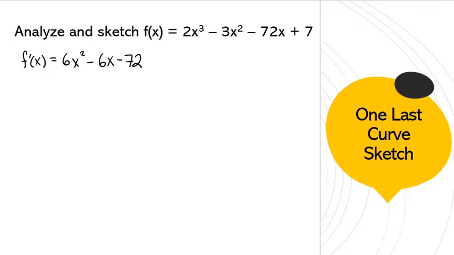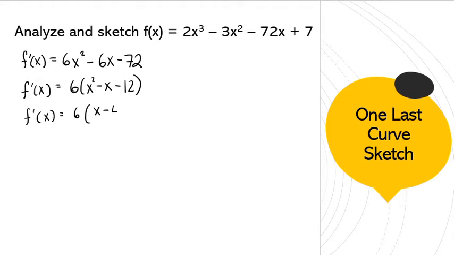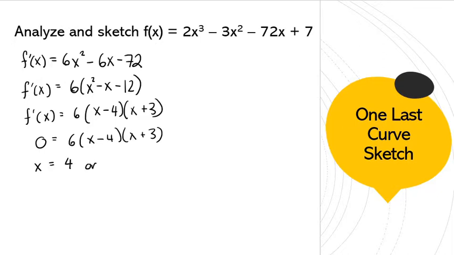I want to find when this is 0, so I feel like factoring might be in play. I see that I can common factor first, take out a 6, leaving x squared minus x minus 12. Continuing on, factoring what is in the brackets, 6 times x minus 4, x plus 3. The zeros of the right side. When is this true? If x is equal to 4 or negative 3.